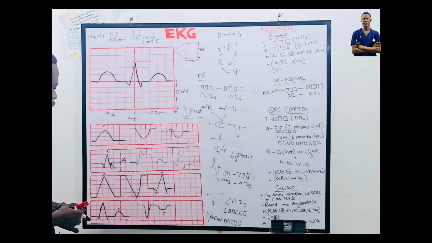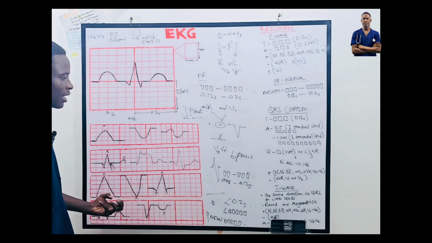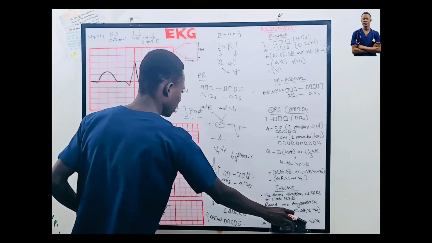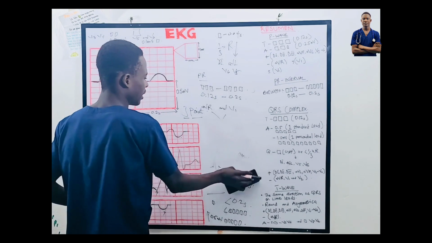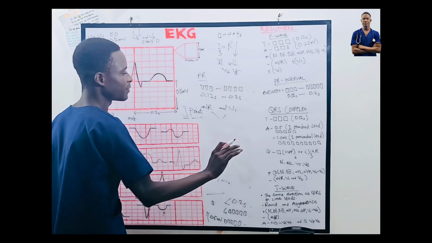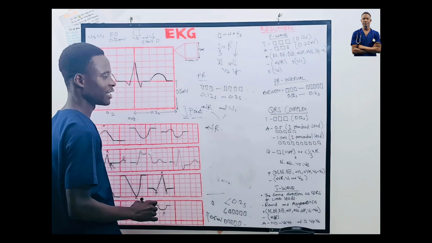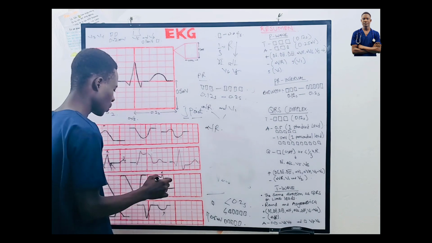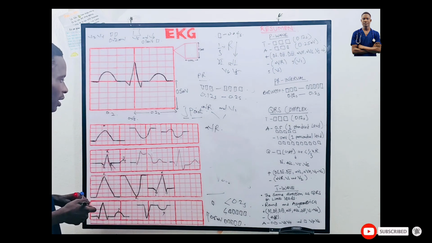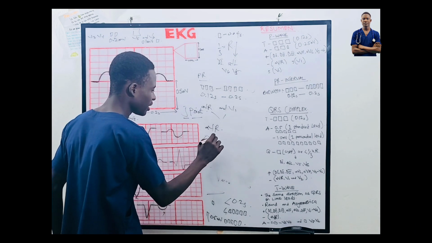Now, it is also not the same on all the leads. Some of the leads are positive and some of the leads are negative. Now, let's look at the leads in which they are positive. So, amongst all the leads, it is positive, except AVR, which is what? Negative. Are you clear with it? So, that is how the T wave also represents.